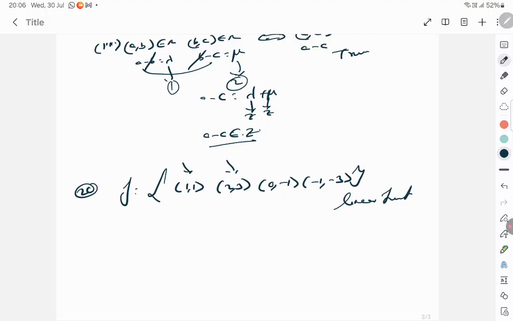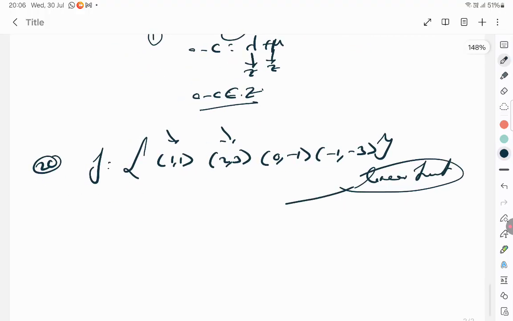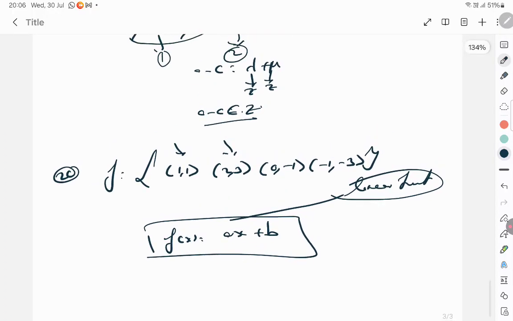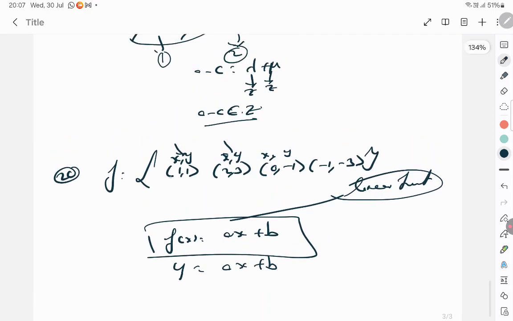So how can we find the function? Every linear function is f of x equals ax plus b. Learn this by heart: f of x equals ax plus b, which is nothing but y equals ax plus b. You know the x values and the y values. You substitute this x value and y value: y is 1, x is 1. You get a plus b to be 1.